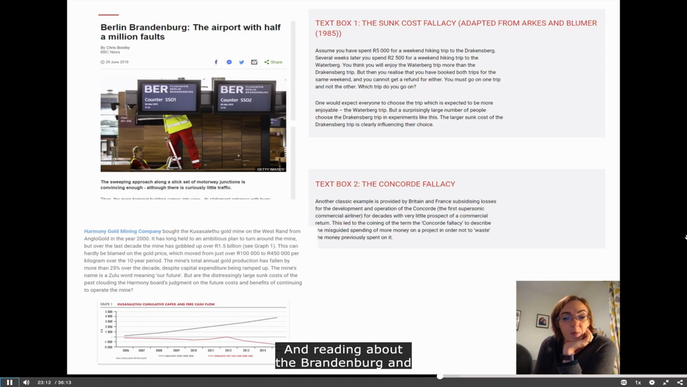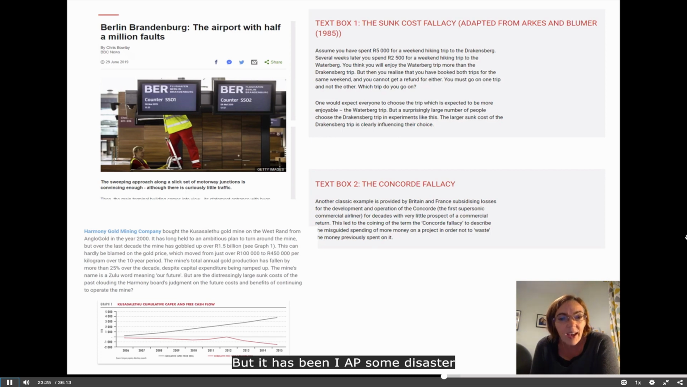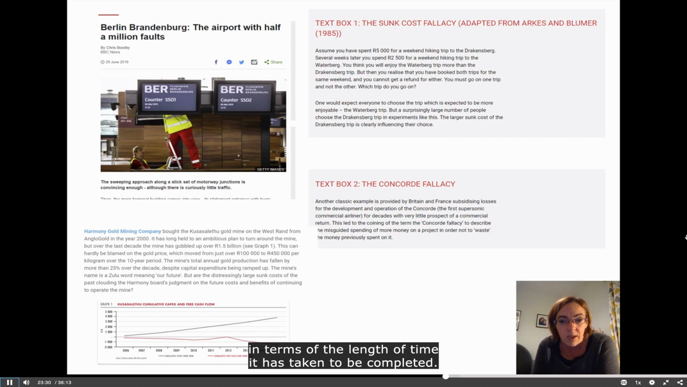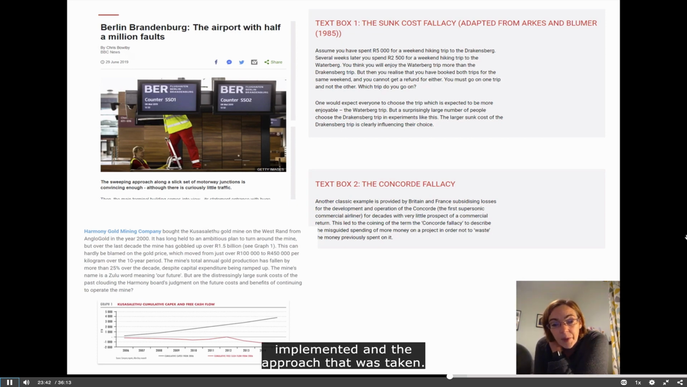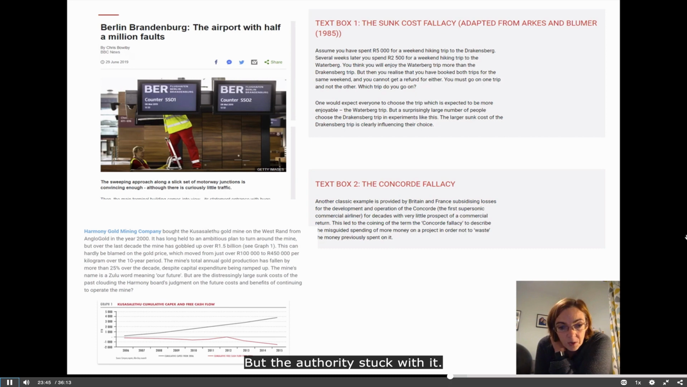It's worth reading about the Brandenburg Berlin airport. I believe it's opening in the last couple of weeks or so. But it has been an absolute disaster in terms of the length of time it has taken to be completed. It probably was just a really bad idea in terms of some of the technology that was implemented and the approach that was taken. But the authorities stuck with it, and hopefully it will pay off now.